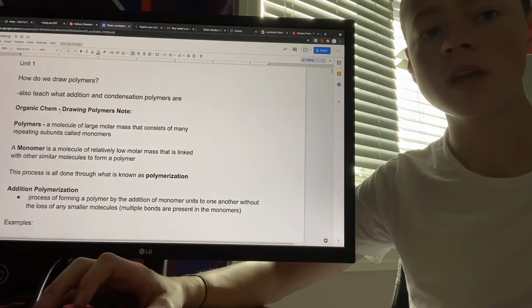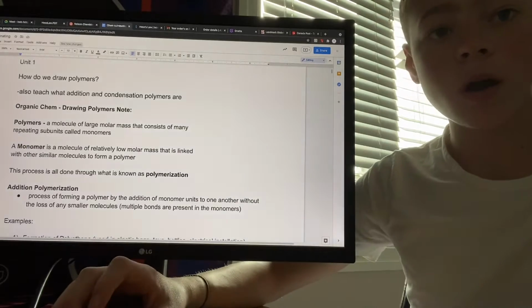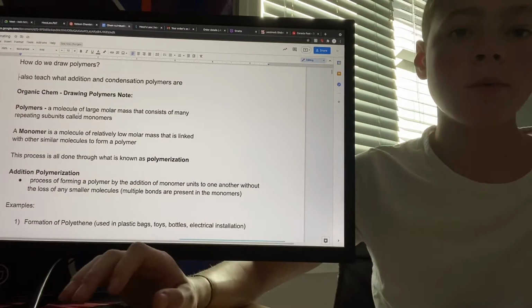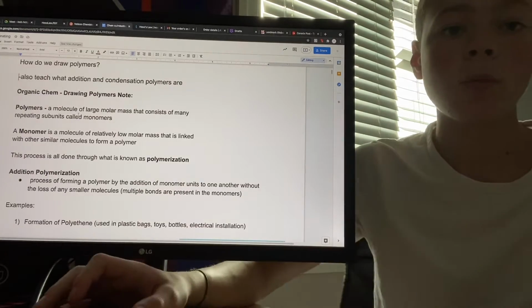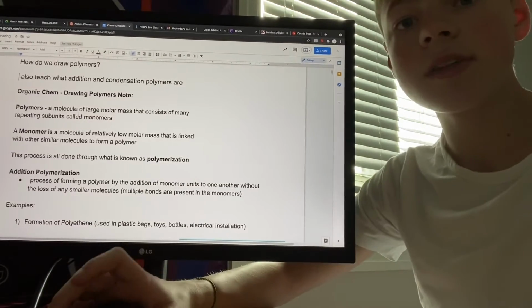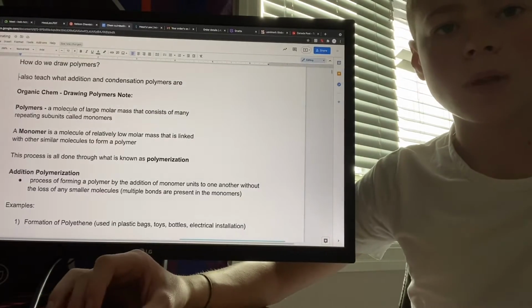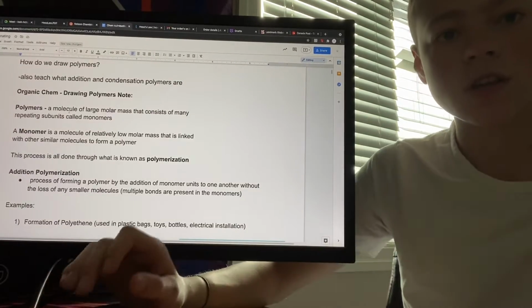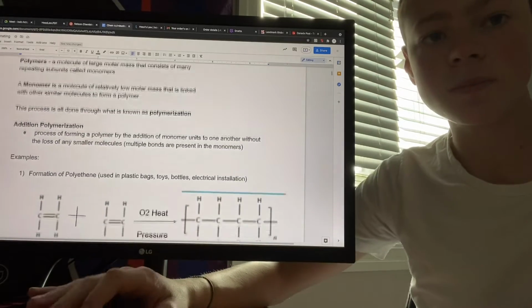consists of many repeating subunits called monomers. And a monomer is a molecule of a relatively low molar mass that is linked with other similar molecules to form a polymer. Now, if that sounds confusing to you, it will get explained more later. The fancy words are kind of just to throw you off a little bit. It's very simple, actually, once you understand it.